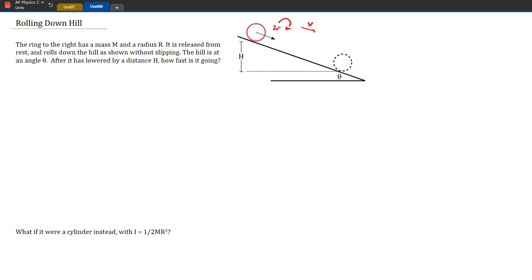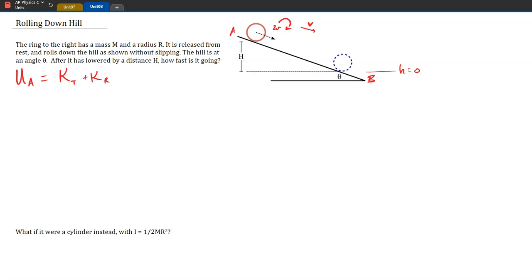So we're going to start by saying, since this thing starts from rest, it has just gravitational potential energy in the beginning. We'll call A the top of the hill and B the bottom of the hill. At the bottom of the hill, it has kinetic energy due to translation, and it has kinetic energy due to rotation. And if we call the bottom of the hill's height 0, it has no potential energy at the bottom of the hill.